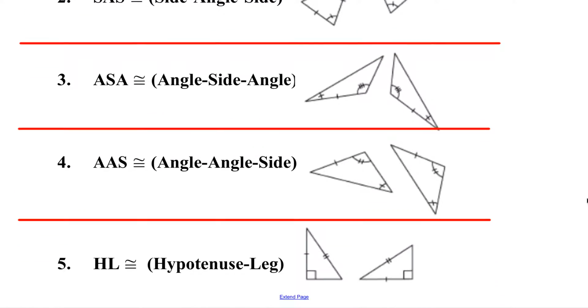Finally, our last one is called hypotenuse leg. So if you know it's a right triangle, and obviously these are right triangles here, if you know the hypotenuses are congruent here, and if we know the legs are congruent as well, we know that those 2 triangles are congruent to each other. So that's the 5 shortcuts to proving triangle congruence.